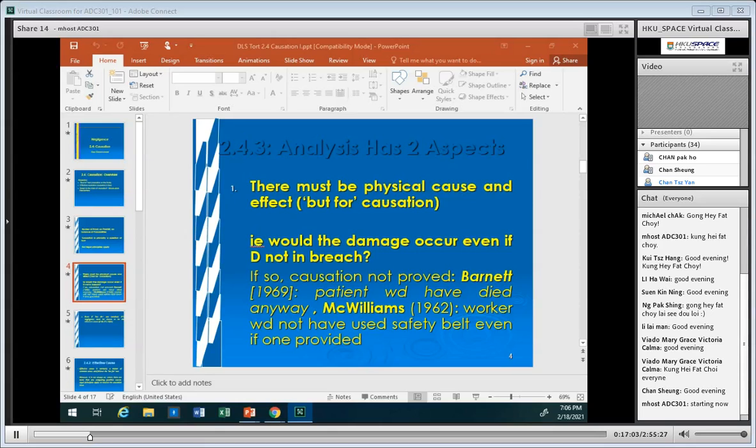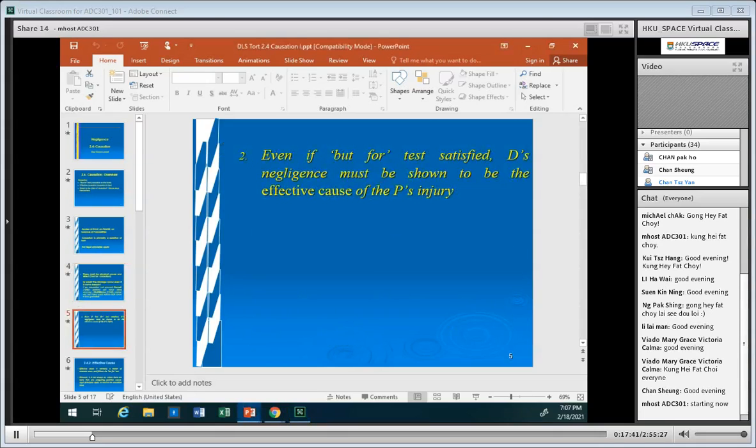So in both Cheng Loon Yin and Barnett, the plaintiff failed to prove causation, therefore they failed in their negligence action. Because remember the elements of negligence: there must be a duty of care owed by the defendant to the plaintiff, there must then be breach, causing damage. And in Barnett and also Cheng Loon Yin and the Secretary of Justice, the plaintiff was unable to prove causation.